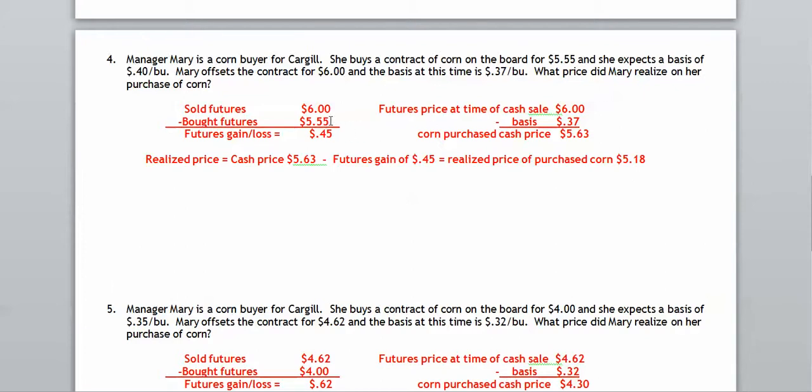Okay, so she buys futures at $5.55. She later sells it for $6. That's a gain of 45 cents. We bought on the board, we sell back on the board. At the time that we sell it on the board, we're going to buy cash. How do we figure out our cash price? Futures price minus basis gives us the cash price of $5.63. So our realized price is going to equal our cash price of $5.63. In this case, we subtract the futures gain to give us a realized price for purchased corn at $5.18.